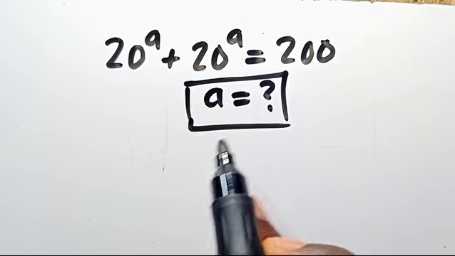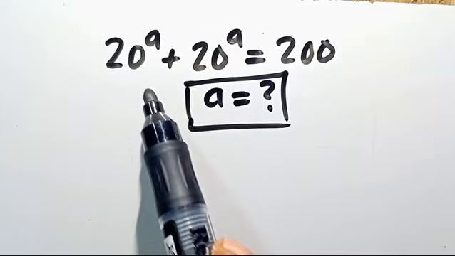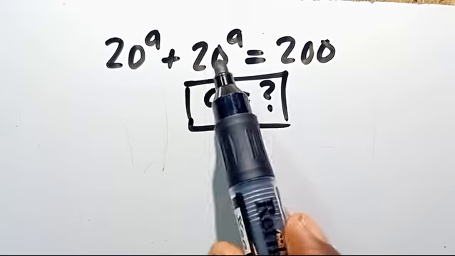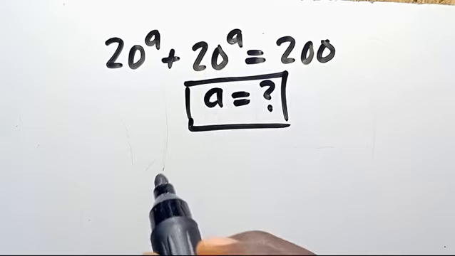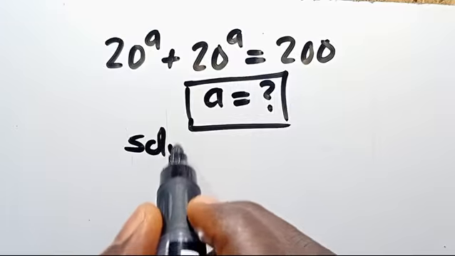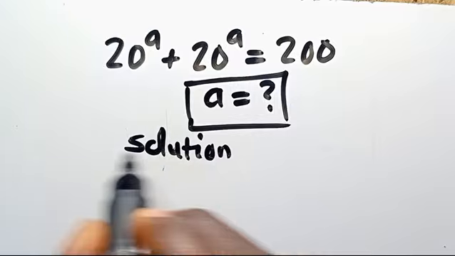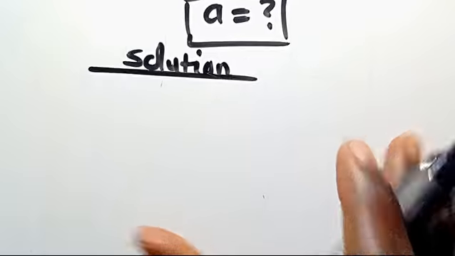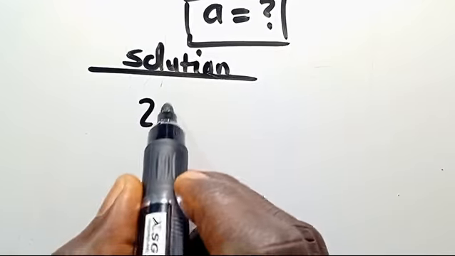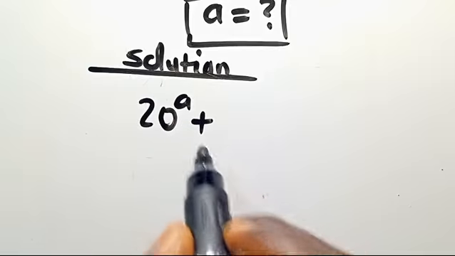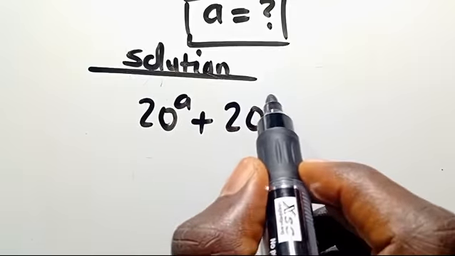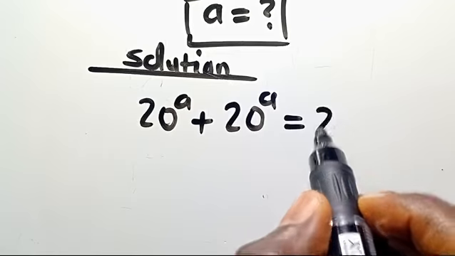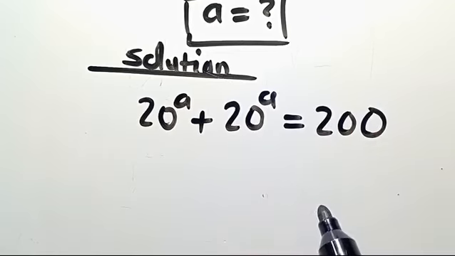What is the value of a given that you have 20 to the power of a plus 20 to the power of a equals 200? Then let's have it to be solution. So we are given 20 to the power of a plus 20 to the power of a equals 200.